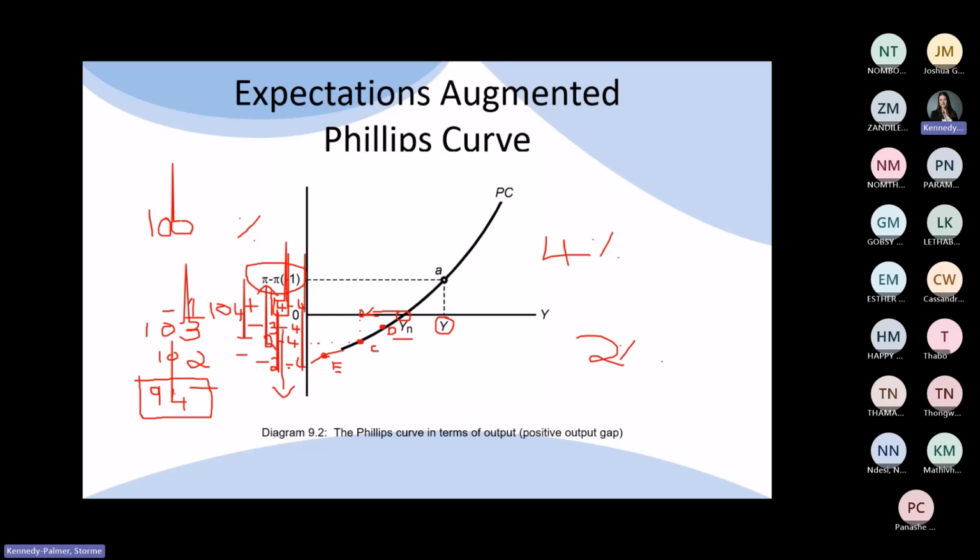So we can see that when output is equal to the natural level of output, that's where the unemployment is equal to the natural level of unemployment, then the change in inflation is 0, and the inflation rate is constant. In our example, it's constant at 4%. So actual inflation is equal to expected inflation.